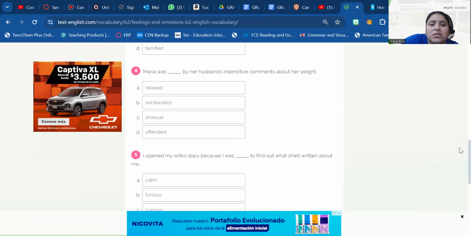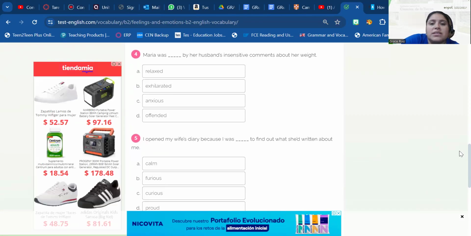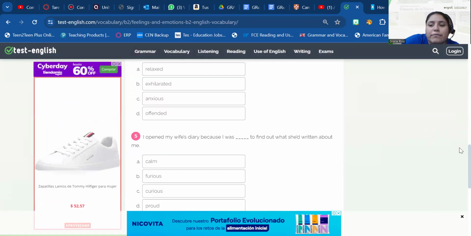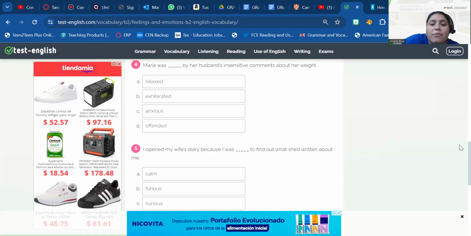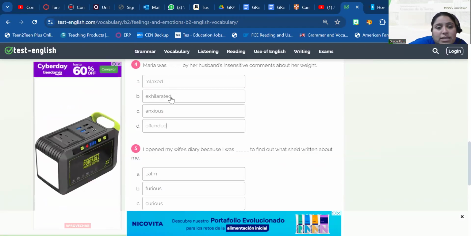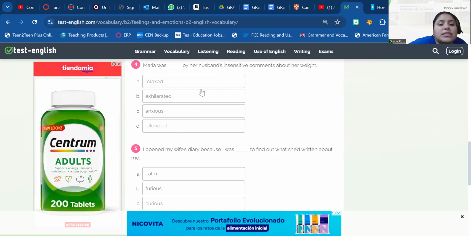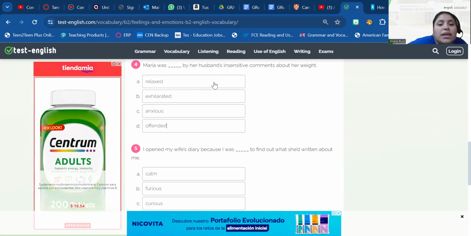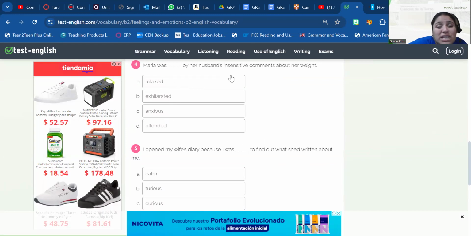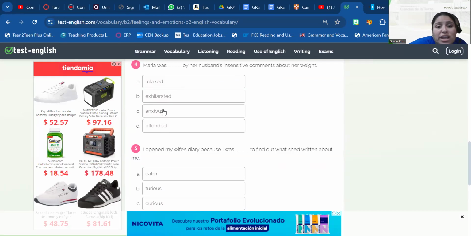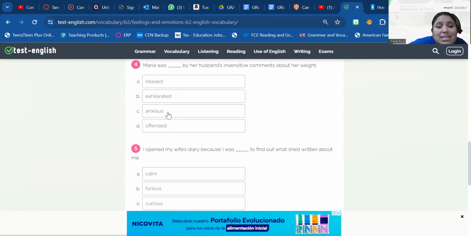Maria was by her husband's insensitive comments about her weight. Maria was relaxed, exhilarated, anxious, offended by her husband's insensitive comments about her weight. It says that it's insensitive, so definitely it's negative. Relaxed is not negative. Exhilarated is not negative. Anxious and offended are negative. So in this case, anxious cannot be about comments. So offended would be the best answer, even if we don't know the meaning. Okay.